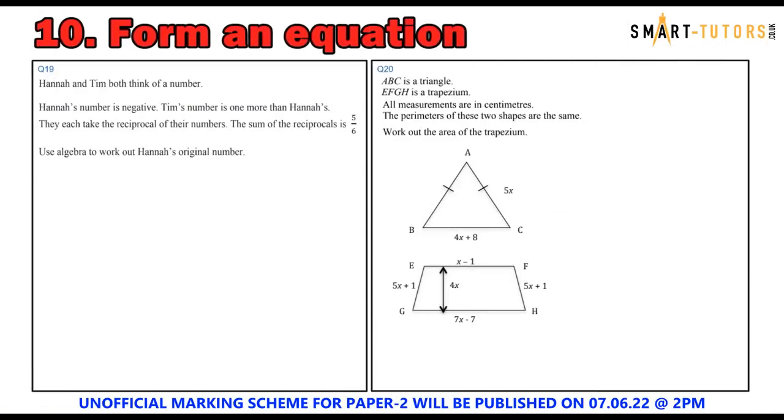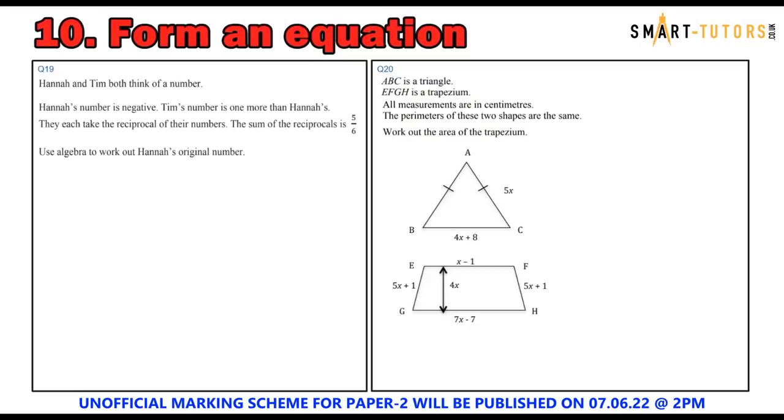Topic number 10. Form an equation and solve. Question number 19. Hannah and Tim both think of a number. Hannah's number is a negative number. Tim's number is one more than Hannah's. They each take the reciprocal of their numbers. The sum of the reciprocals is 5 over 6. Use algebra to work out Hannah's original number.